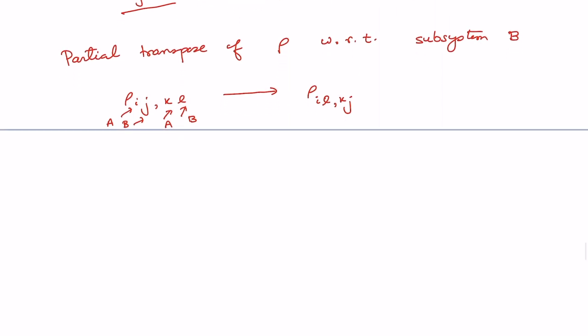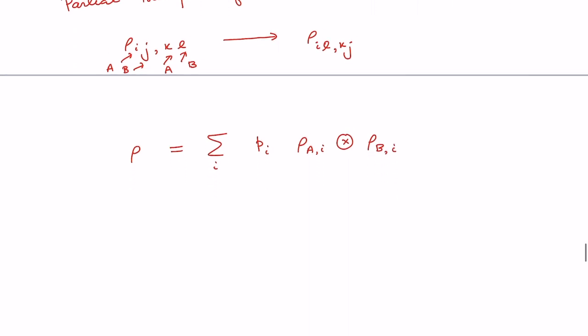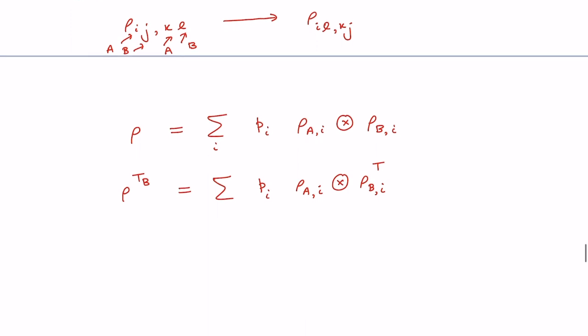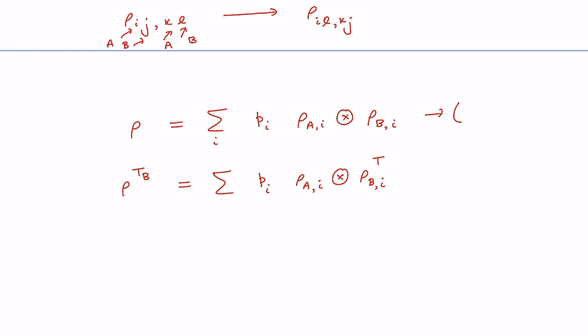Now suppose the density matrix rho takes this separable form: rho is equal to the sum over i of p_i rho_A^i tensor product rho_B^i. This is a separable state, and when we say the partial transpose is taken over system B, this means that the density operator corresponding to system A remains unaffected and we take the partial transpose of the density matrix belonging to system B. This is what we mean. So let's say this is my equation 1 and this is my equation number 2.